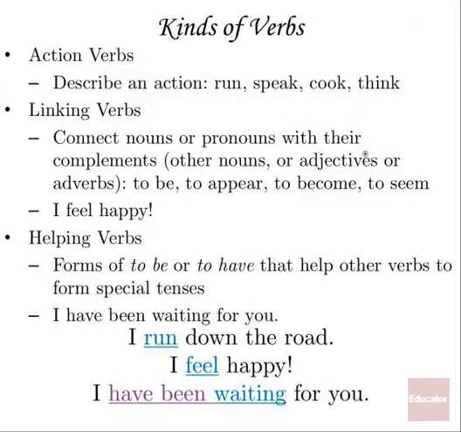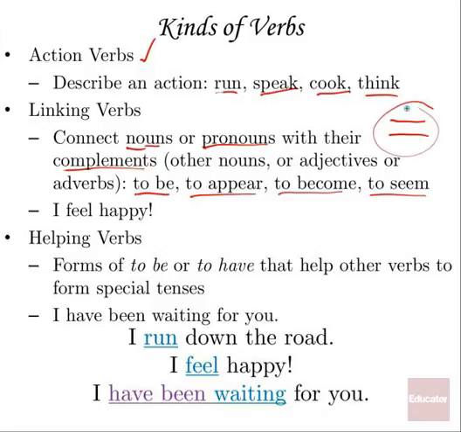All right, there are three major kinds of verbs. There are action verbs, which describe an action, like run, or speak, or cook, or think. Then you have linking verbs. Linking verbs connect nouns or pronouns with complements, other nouns or adjectives or adverbs. And linking verbs are things like to be, or to appear, to become, or to seem. Now, the way you remember linking verbs, a linking verb is any verb you can replace with an equal sign. So, for example, in the sentence, I feel happy, you could say I equals happy, and you'd have approximately the same meaning. So you're using a linking verb.